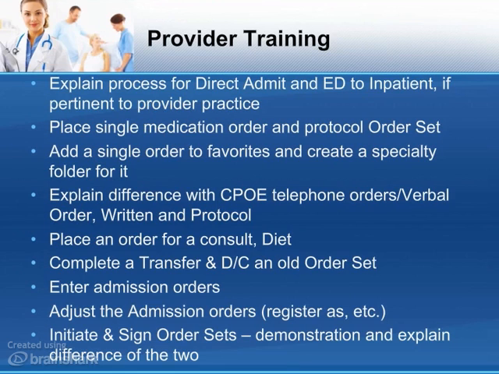Somebody placed an order on admission. How can I do that? Or I need to edit an order that was placed on admission because I don't like the way that it's set up, or I don't want that order. What do I do? And what's the difference between signing an order and signing an order set, and how do I do it?